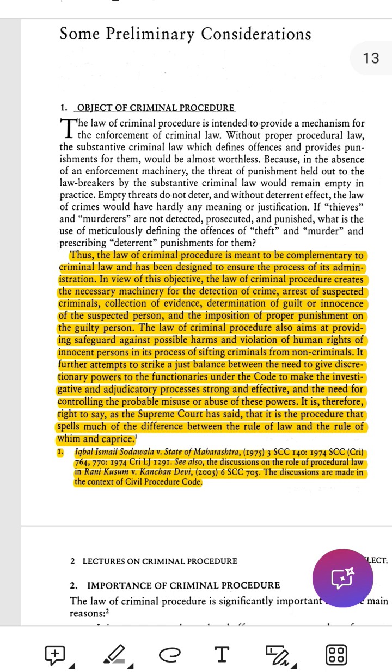Number 6. Case examples. The Supreme Court mentioned 2 cases. Lovell Ismail Sodawala v.